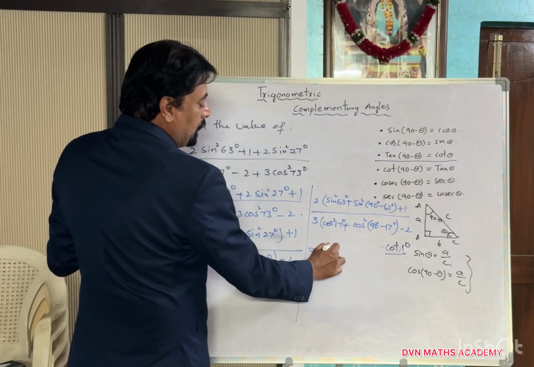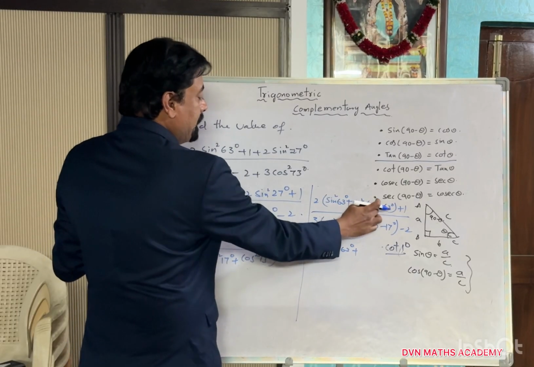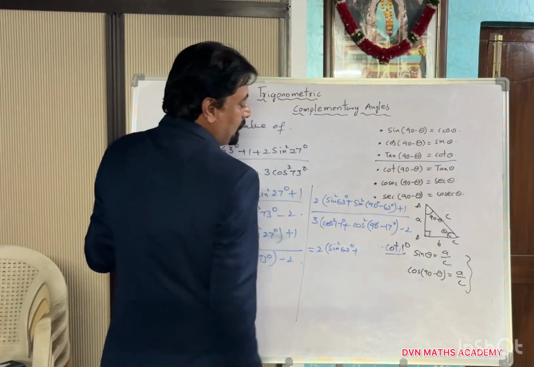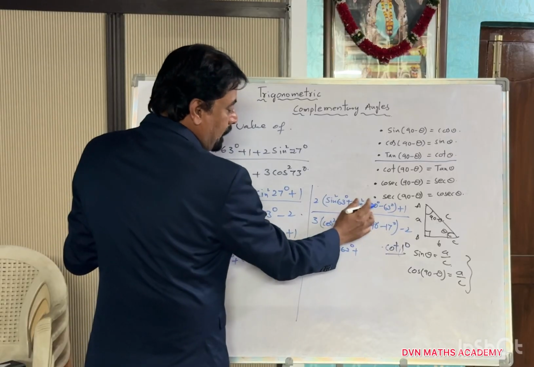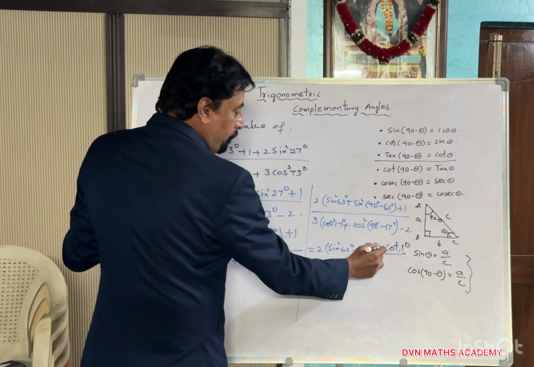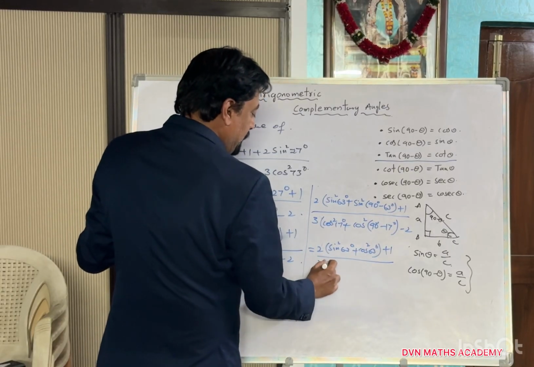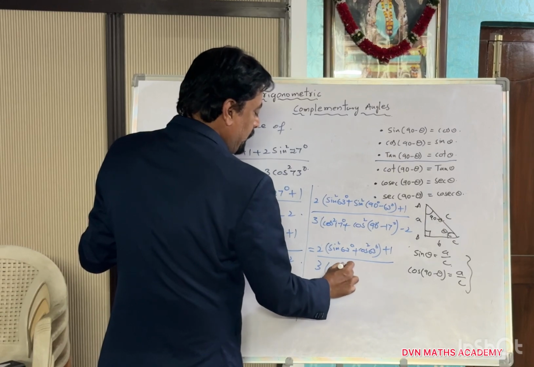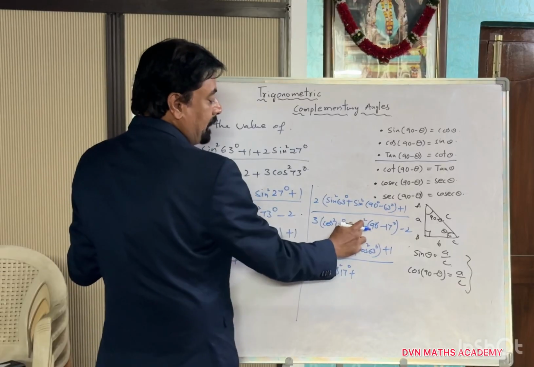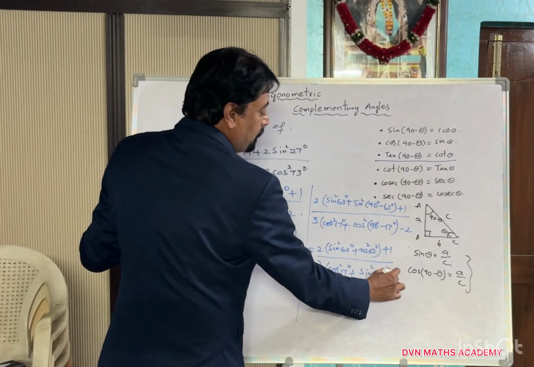2 into sine square 63 degrees plus this is sine 90 minus theta. This is in the form of sine 90 minus theta. Sine 90 minus theta we can write as cos theta. So this becomes cos square 63 degrees plus 1, divided by 3 into cos square 17 degrees plus this is cos 90 minus theta, in the form of cos 90 minus theta. This becomes sine. So this becomes sine square 17 degrees minus 2.